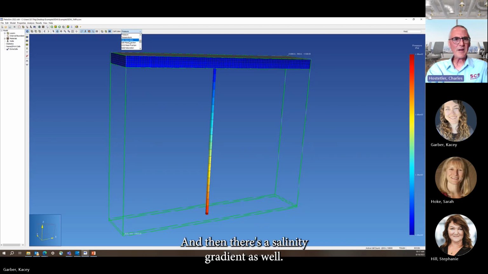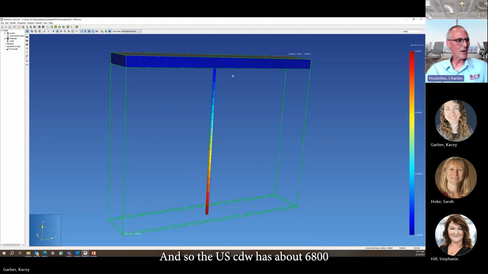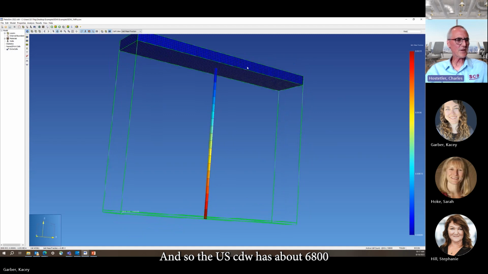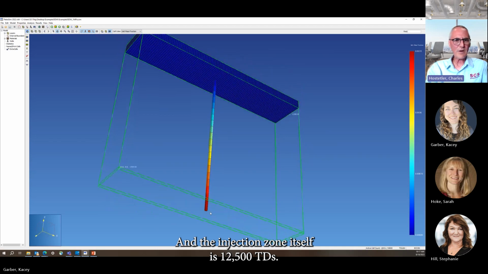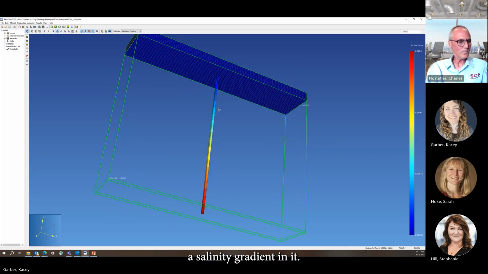And then there's a salinity gradient as well. And so the USDW has about 6,800 ppm TDS. It's fresh water, relatively fresh. It's the lowermost USDW. And the injection zone itself is 12,500 TDS. And so, again, we preconditioned the model to have a salinity gradient in it.